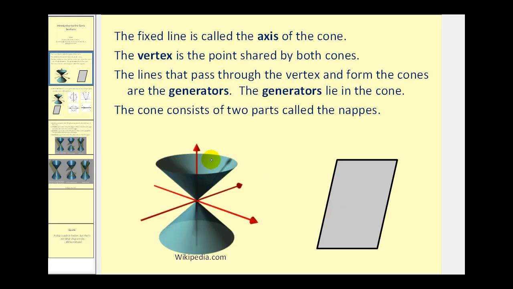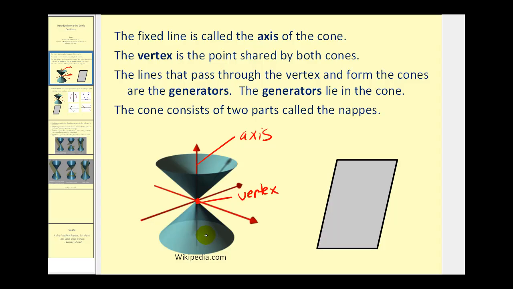If we start with a double cone as we see here in green, the fixed line is called the axis of the cone, and that would be this line here. Next, the vertex is the point shared by both cones, and that point would be right here. Next, the lines that pass through the vertex and form the cones are called the generators. So the generators lie in the cone, and there would be an infinite number of them that form the two cones. And then lastly, the cone consists of two parts called the napes.